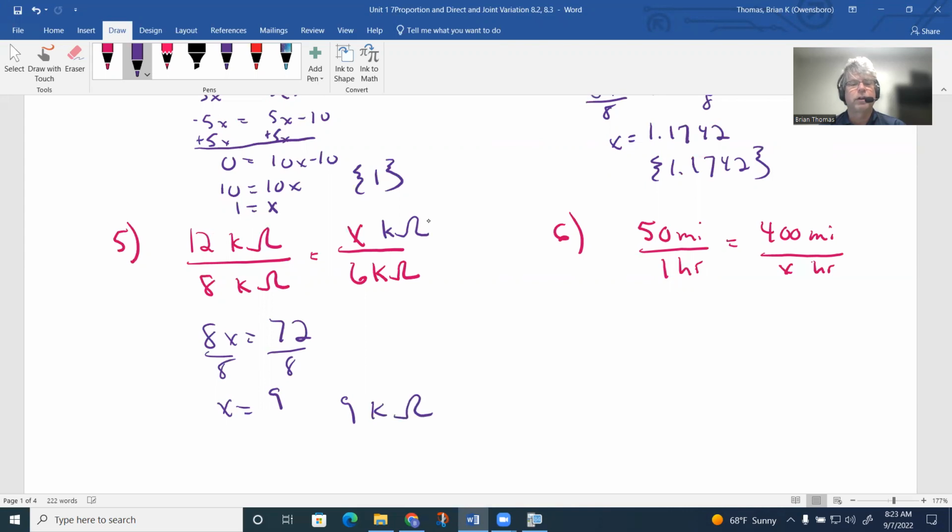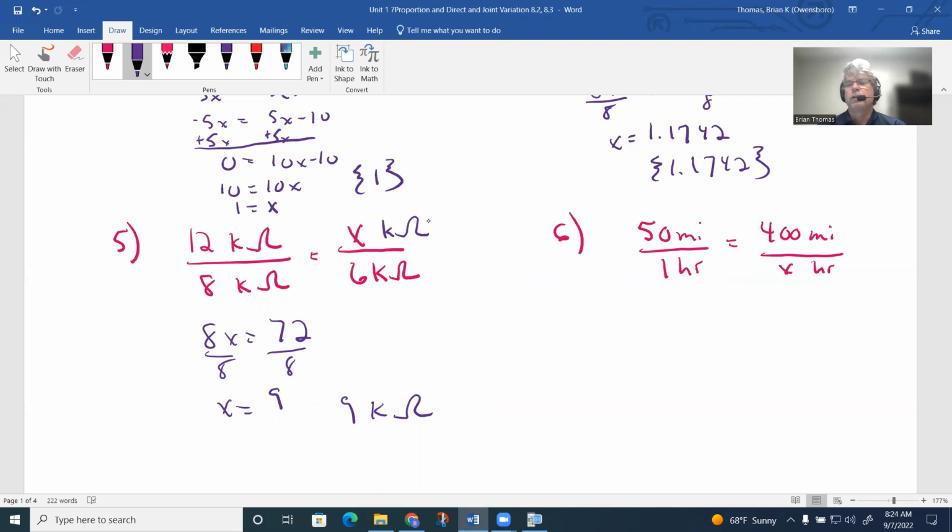You actually put the unit in there too. The unit probably will be part of your answer, so all you have to do is put the 9 next to it, and the kiloohms should already be present. That's when you want to start paying attention to the actual units of measurement, because that really gives the problem some life. So here we have 50 miles per 1 hour.